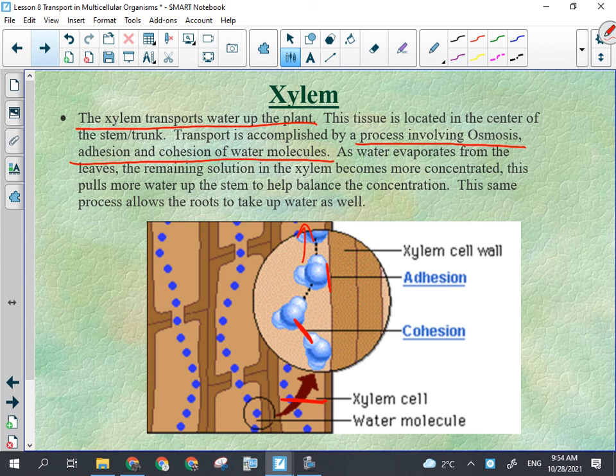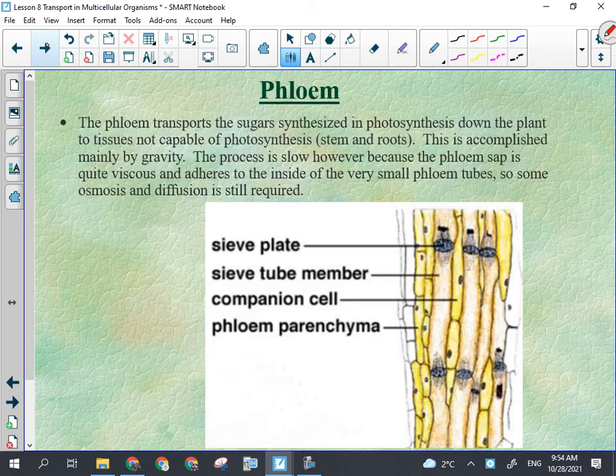On a unit exam, if there's a 6-mark question that says, identify the structures that carry water and sugar and explain how they work, everyone's going to get 6 out of 6. All right, then the phloem.